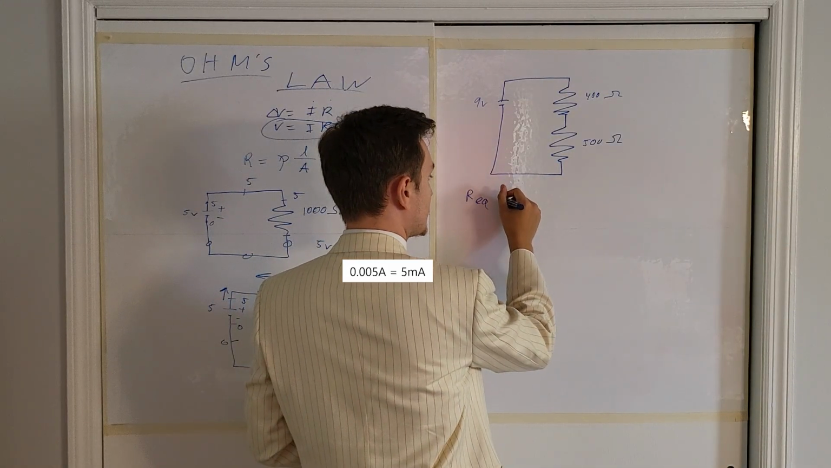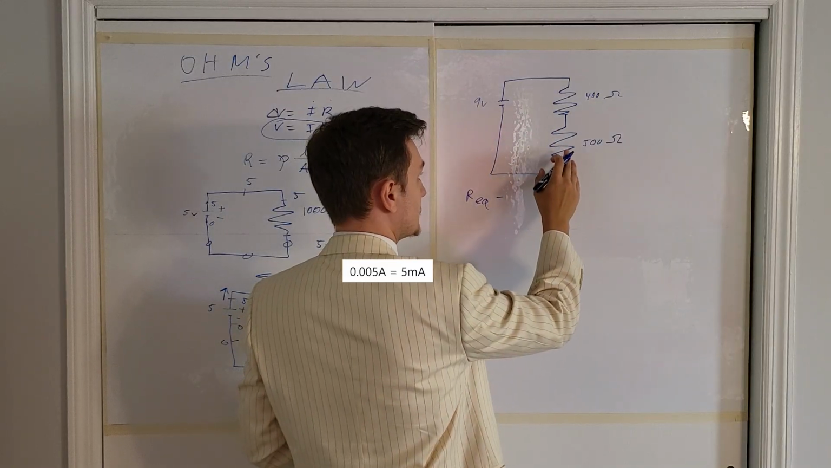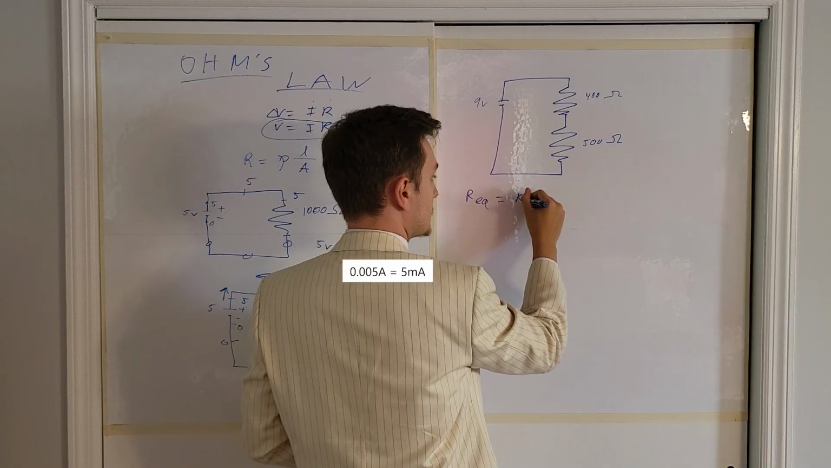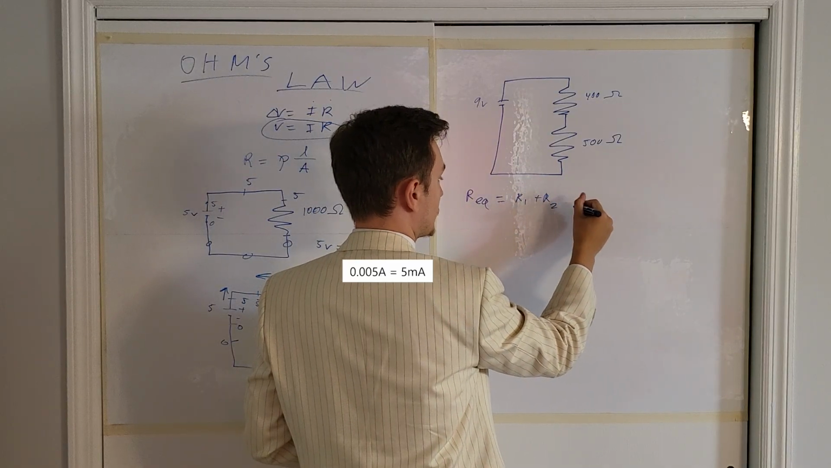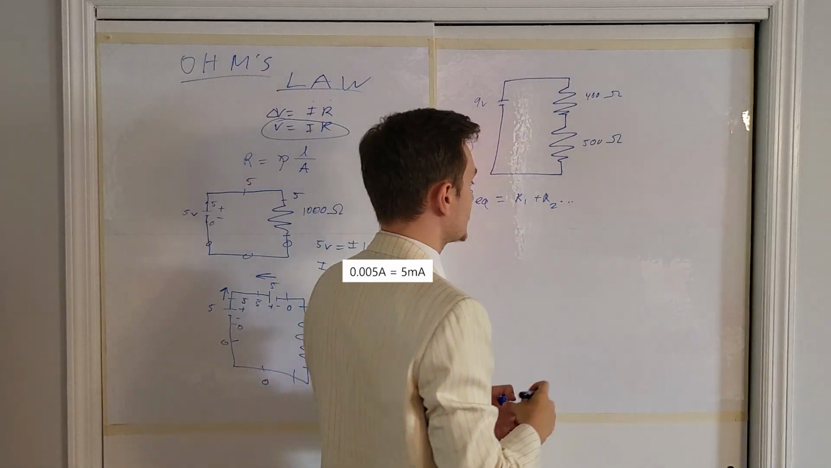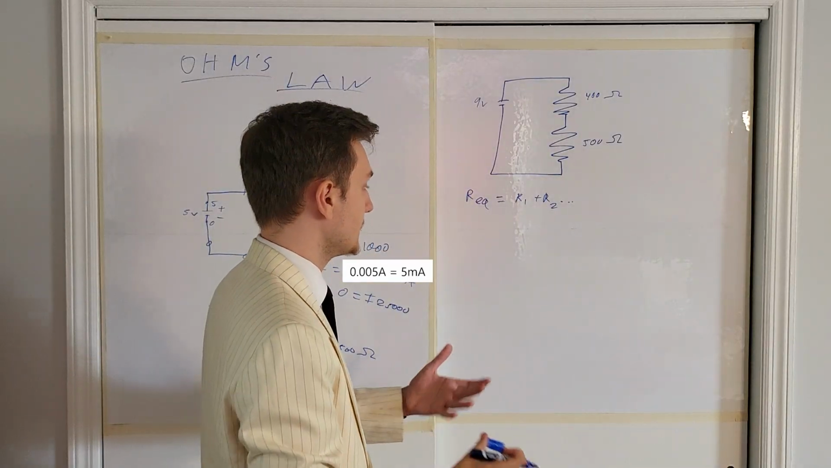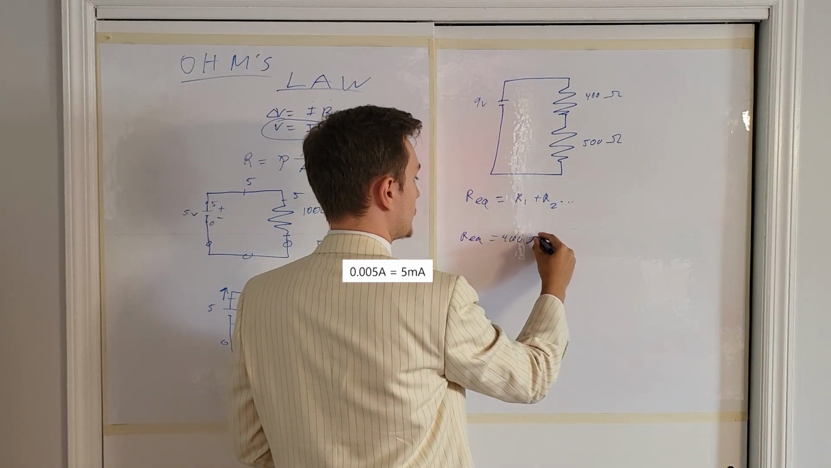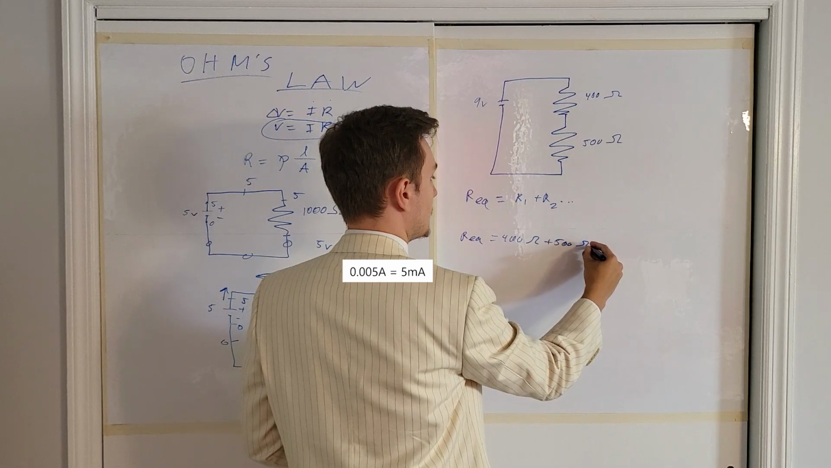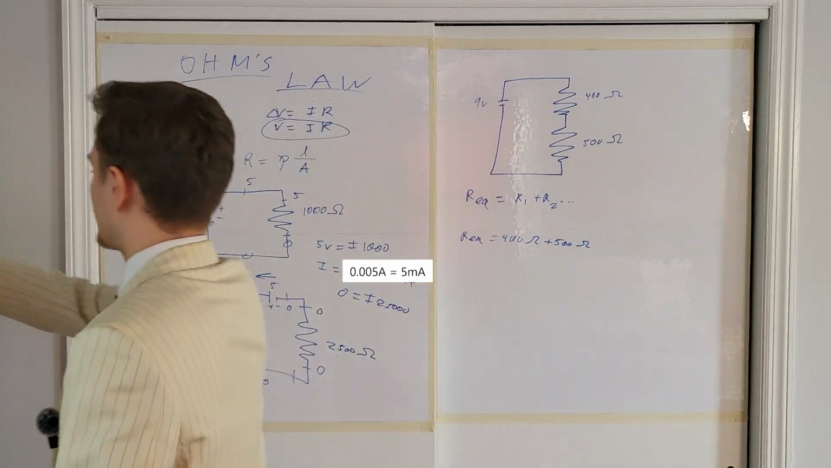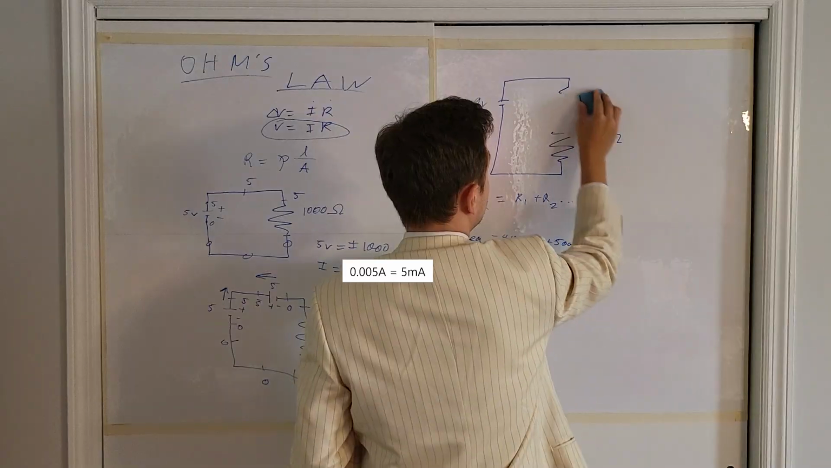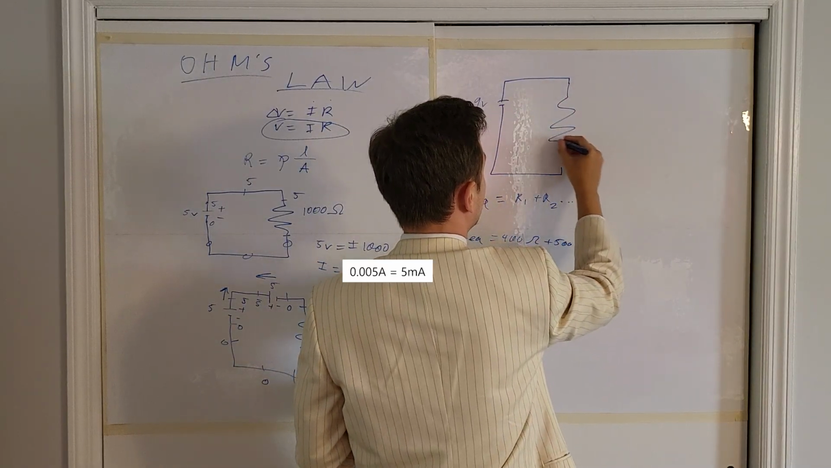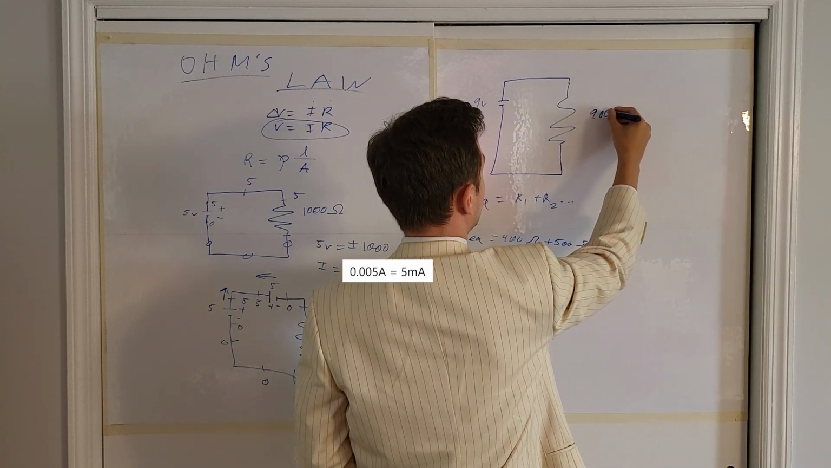And the equivalent resistance for resistors in series, which means they're connected tip to tail, is equal to the resistance of the first one plus the resistance of the second one, dot, dot, dot. Okay, if you have 3 resistors, it's 1 plus 2 plus 3. You get the idea. So the equivalent resistance in this case is 400 ohms plus 500 ohms, which means I can erase both of these resistors and say that it's just one big resistor with resistance 900 ohms.